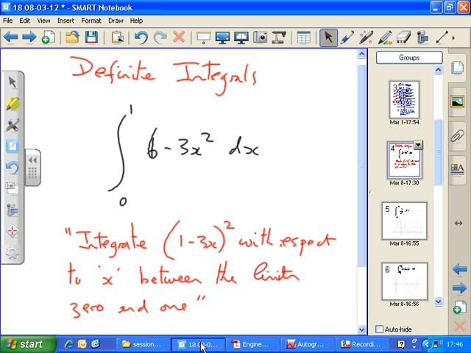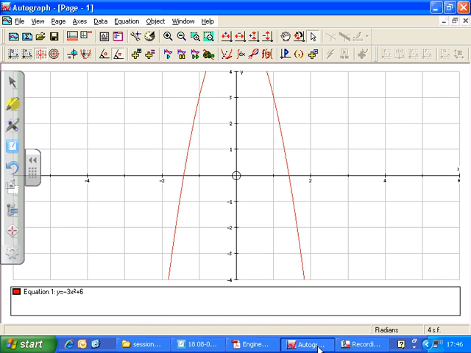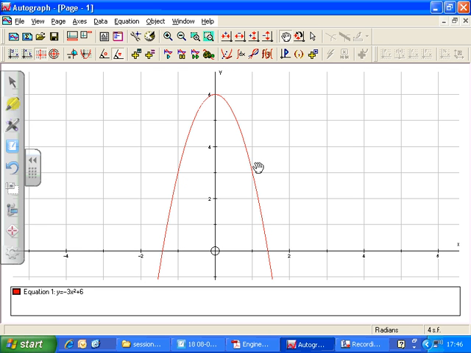Now let's look at that on autograph. It's going to give me the area under the curve between those 2 points. So if I wanted to investigate it, I would type into autograph this function, and you'll be having a look at some of those tonight. So, fire up autograph and have a go at trying out some of these. So there's the function.